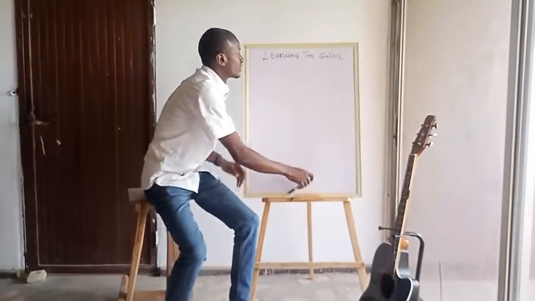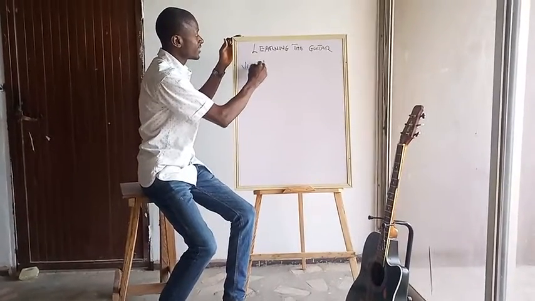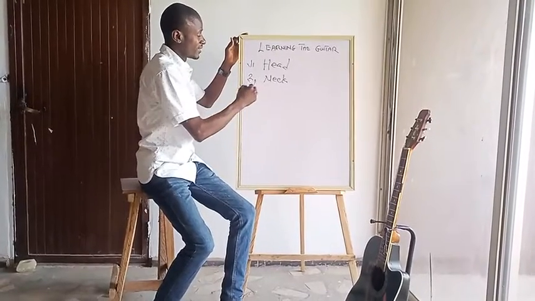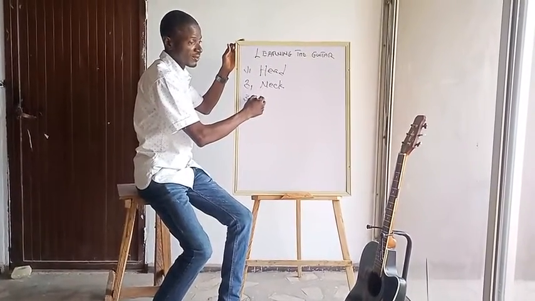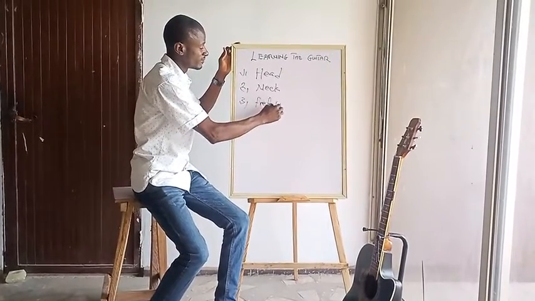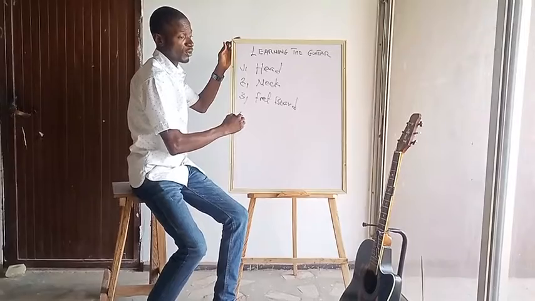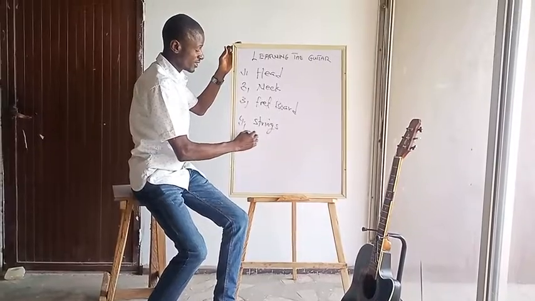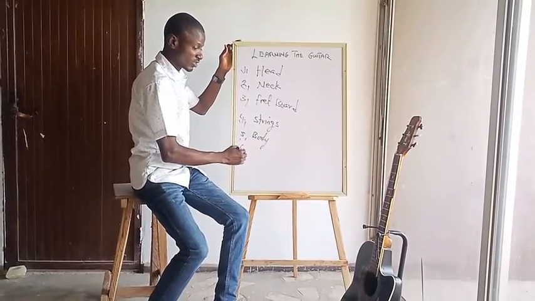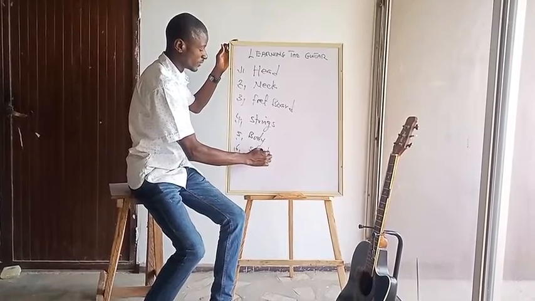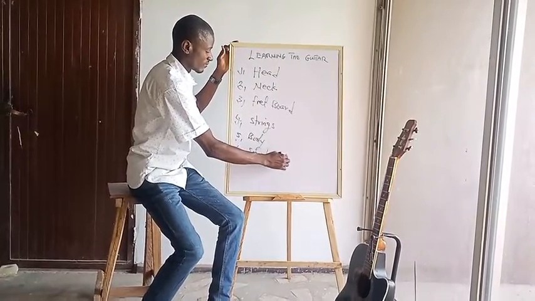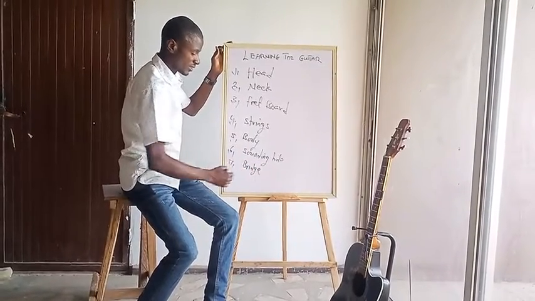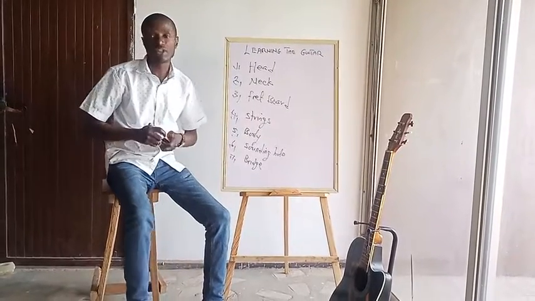Are we together? So we said number one, you have the head. Number two, we said you have the neck. Number three, we said you have what? You have the fret or the fretboard. Number four, you have your strings. Number five, you have the body. Number six, you have the sounding hole. Number seven, you have the bridge. And then you also have the belt and all that.